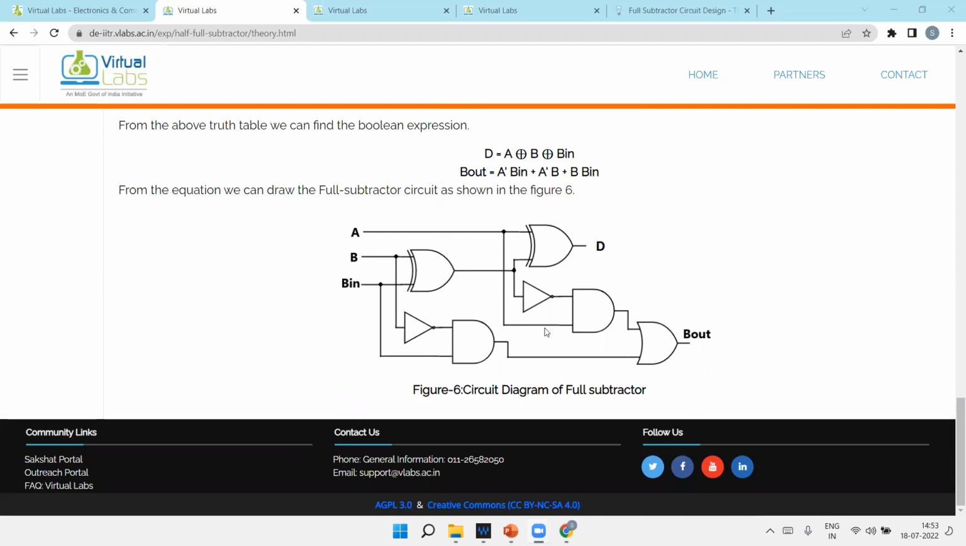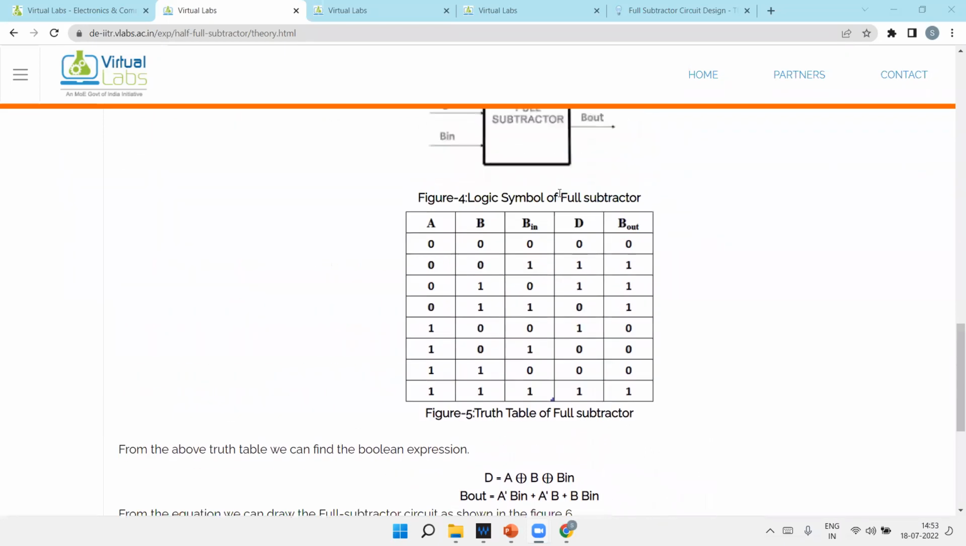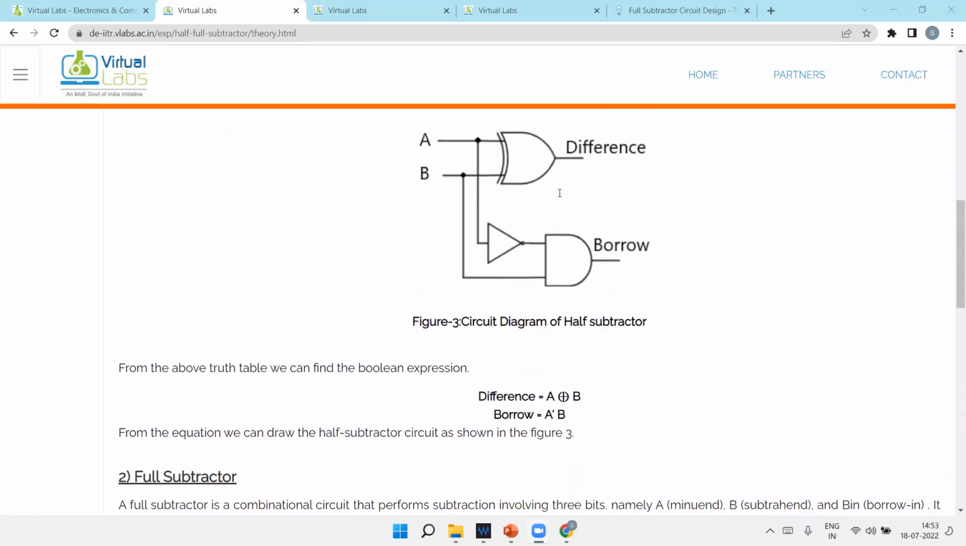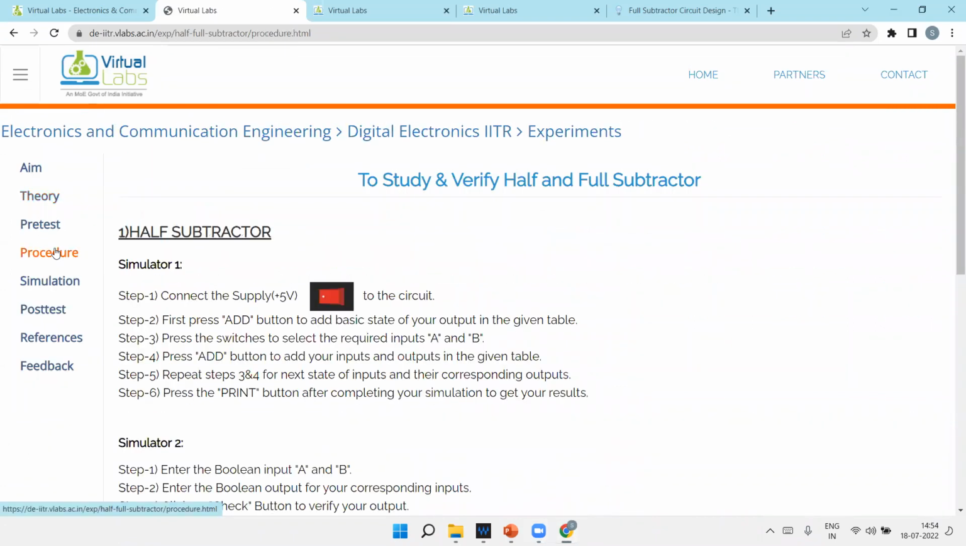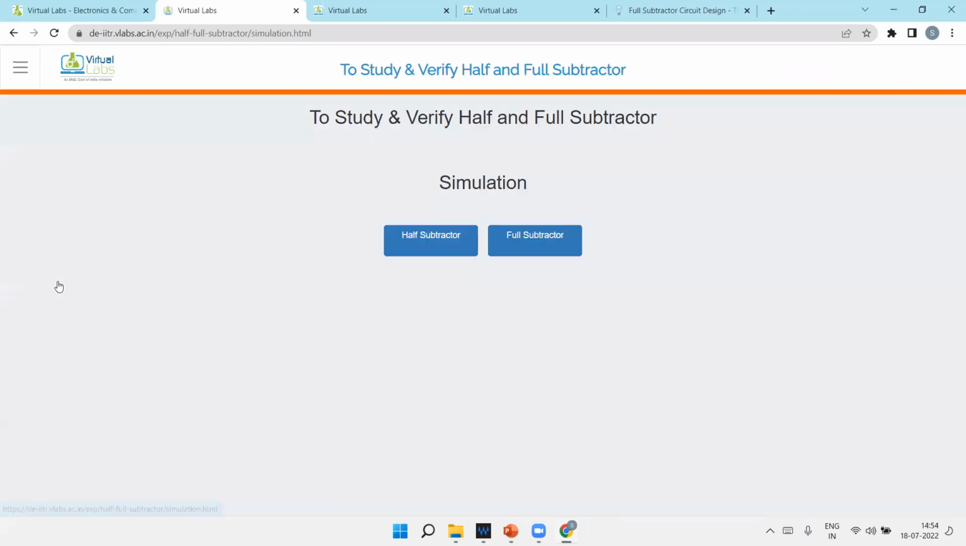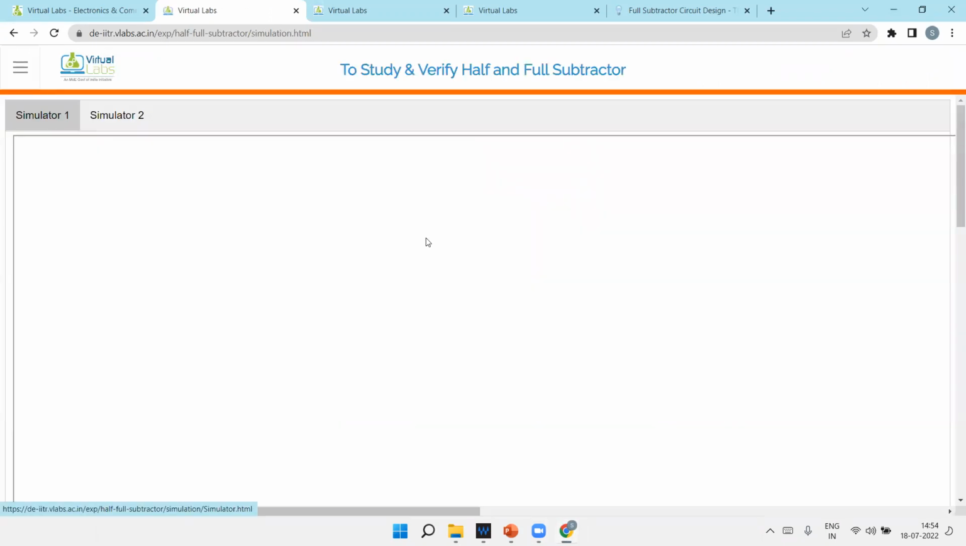They have not taken 3 inputs. If you want to know how to draw the circuit, and how we get this equation through the K-map in detail, please write in the comment box. I can prepare a separate lecture for that also. But here it's just for simulation. A procedure is given, so you can see for yourself. I'm directly showing you the simulation for the half subtractor.